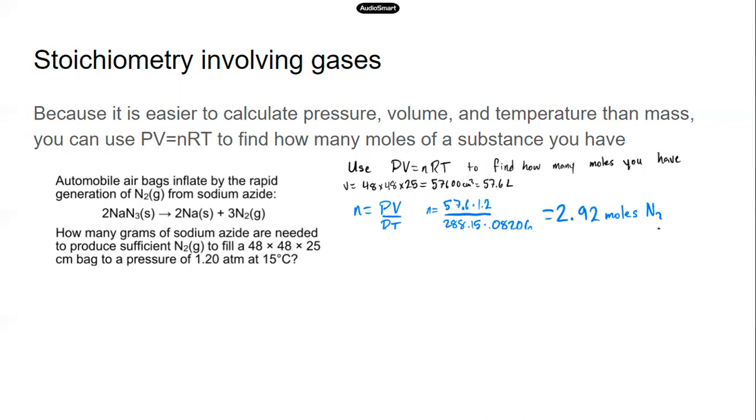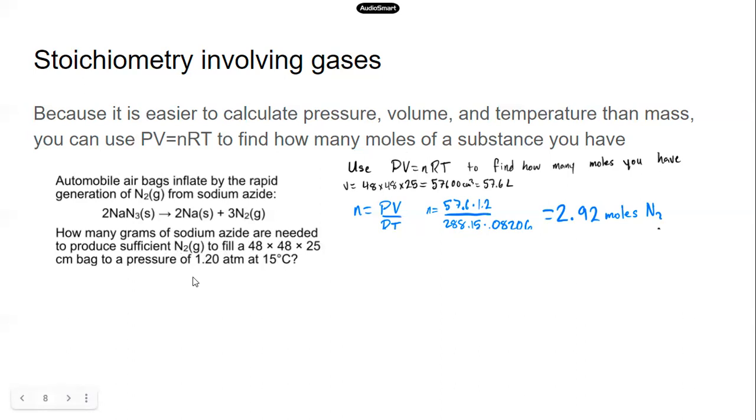Then 15 degrees Celsius needs to be converted into Kelvin, so you just add 273.15 to that 15. And then once you do that, you're going to get 2.92 moles of N2. Now it's N2 just because that's the gas that fills this capacity right here at that point.